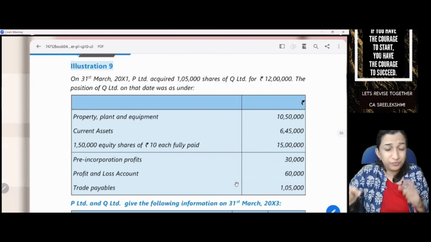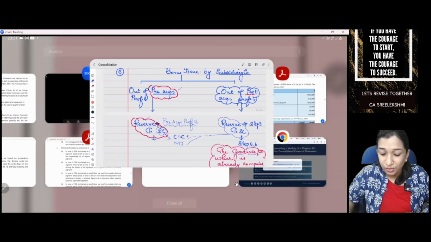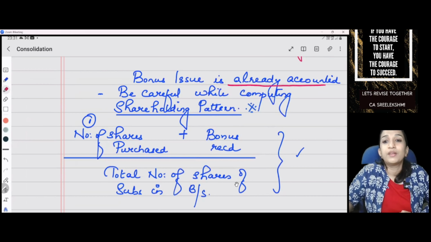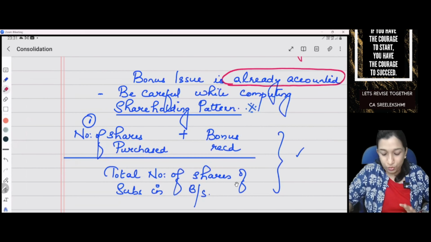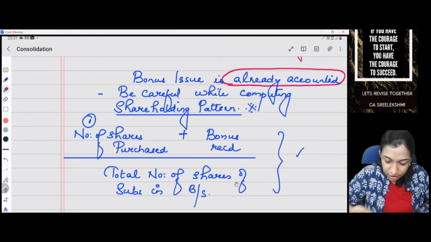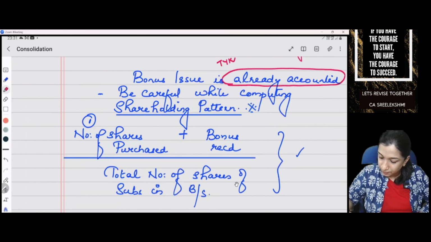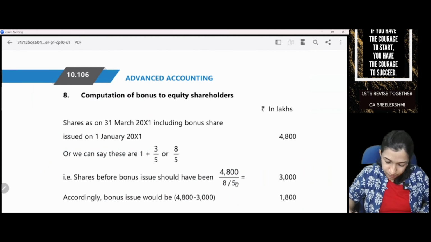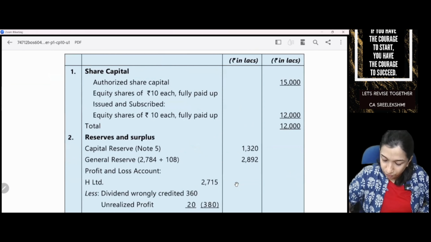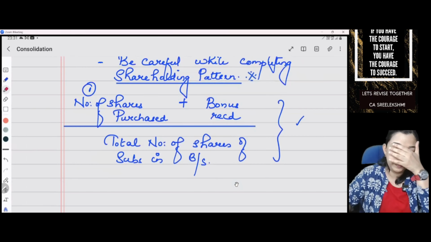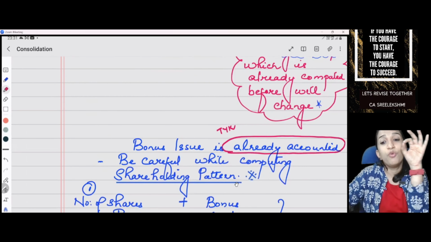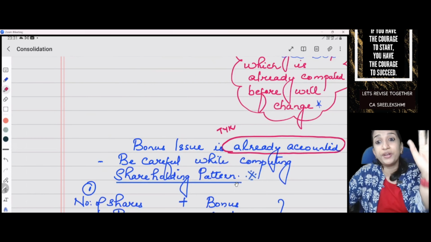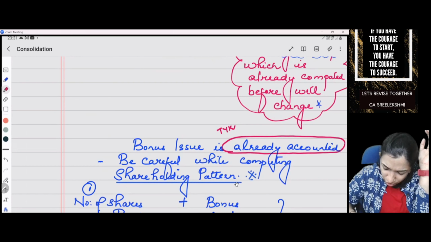Then, very important: what if a bonus issue is already accounted? If the question says the subsidiary company issued bonus shares in the current year and it is already accounted, which is explained in Test Your Knowledge question number 10.